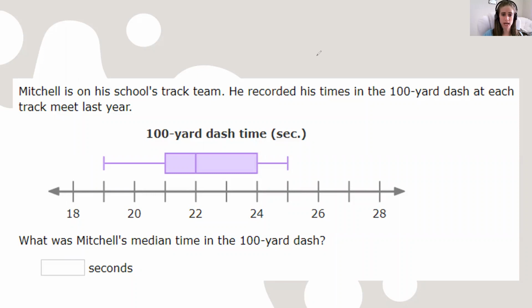Mitchell is on his high school's track team. He recorded his times in the 100-yard dash at each track meet last year. What was Mitchell's median time in the 100-yard dash? All right, we're being asked for median time. Remember, if I was just given a data set, I would have to calculate the median time, but our box plot tells us that is that center line in our box. That lines up with the number 22. Therefore, the median time for that 100-yard dash is 22 seconds.